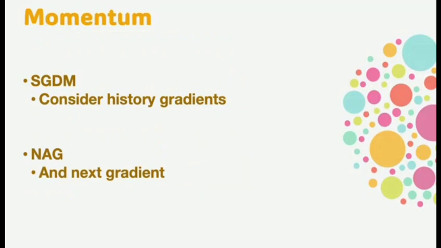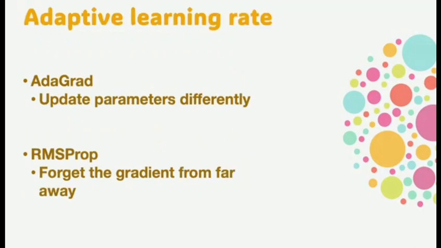Another improvement for SGDM is to consider not only the historical gradient but also the next gradient, and that's NAG. Because if we're facing a critical point in front of us, we want to slow our movement rather than go over that critical point. But these two algorithms still have a fixed learning rate. So later on, other algorithms were developed to have an adaptive learning rate.